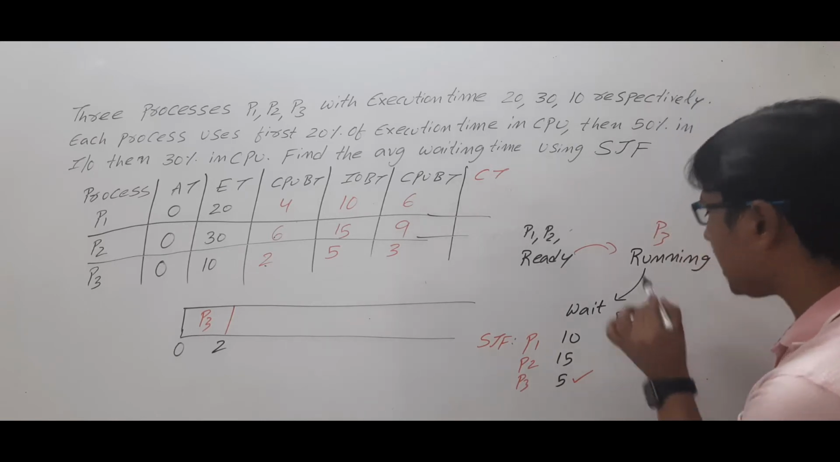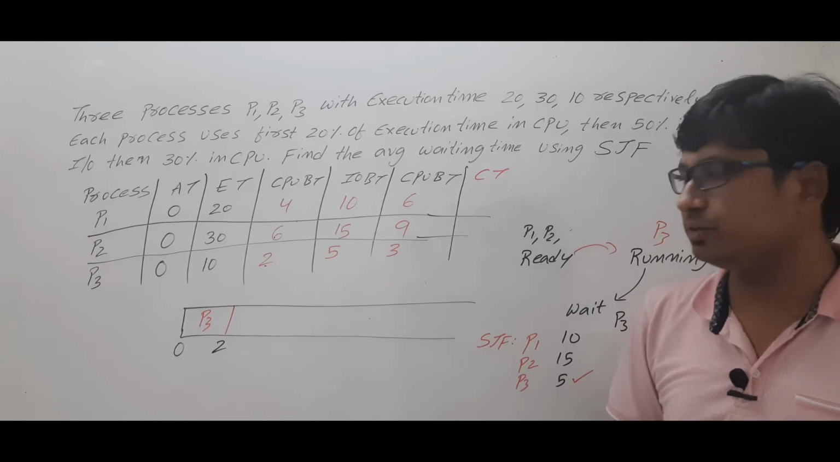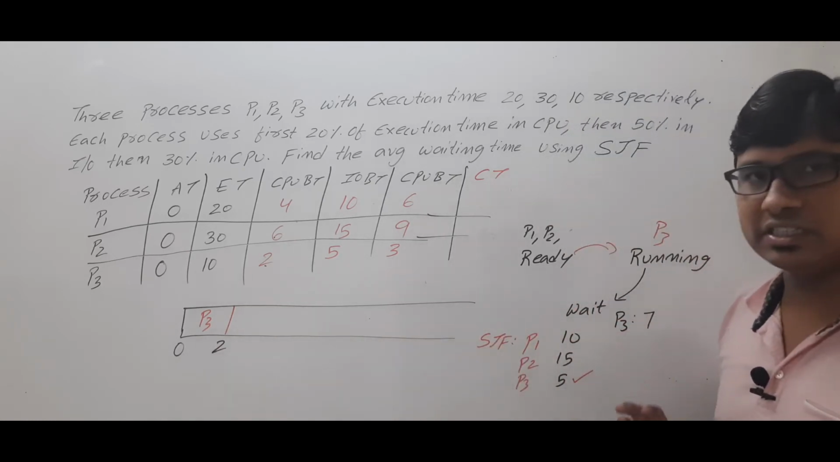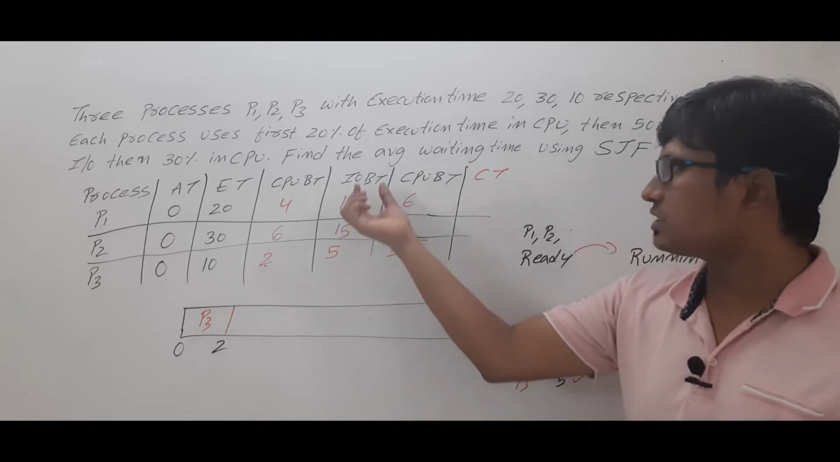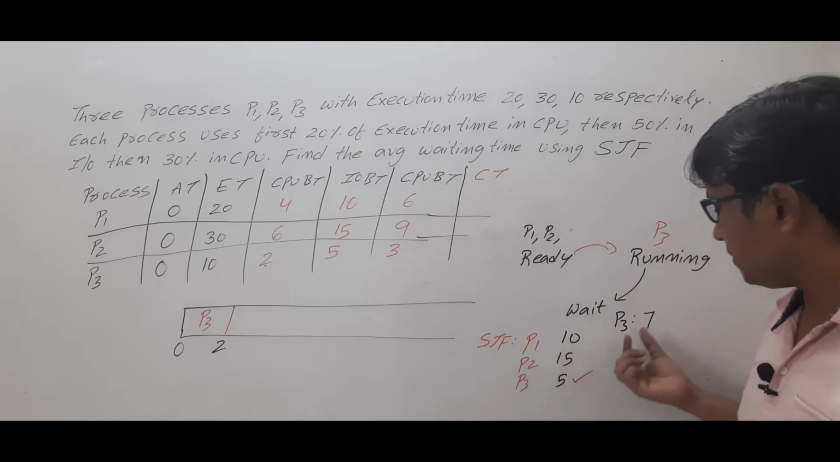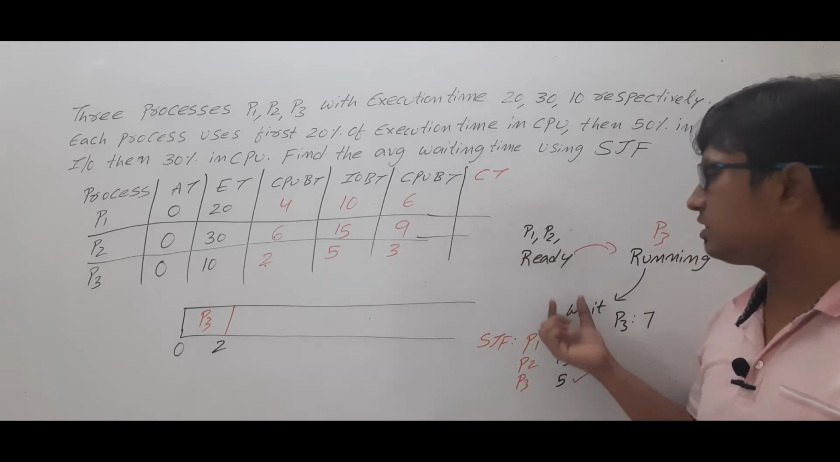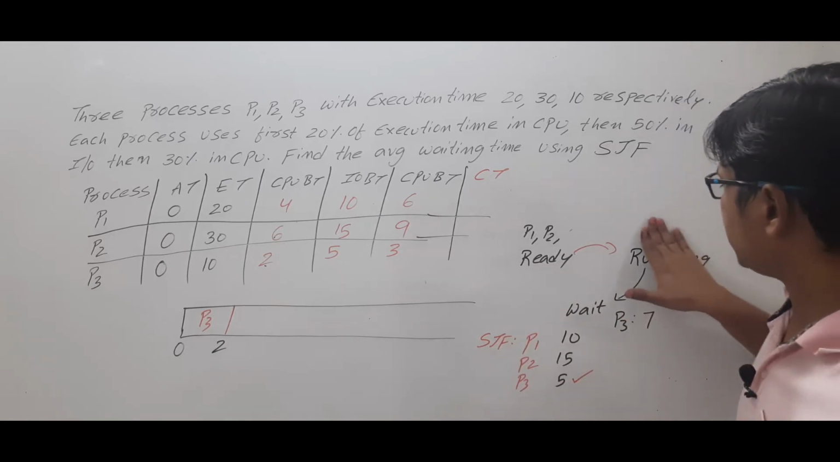So P3 will come back to the ready state at 7 units of time. Is it clear for you? P3 has entered the IO wait state or suspended state at 2 units of time. To complete the IO request, it needs 5 units of time. So 2 plus 5 will be 7. So at 7 units of time, process P3 will come back to the ready state. Is it clear? Are you able to understand?